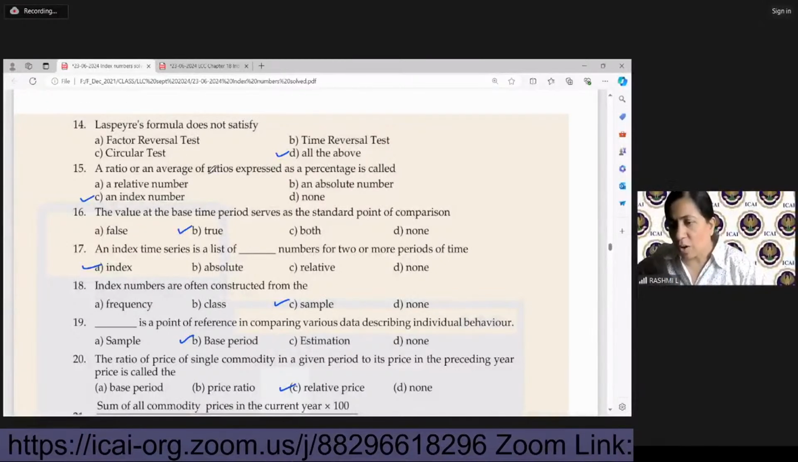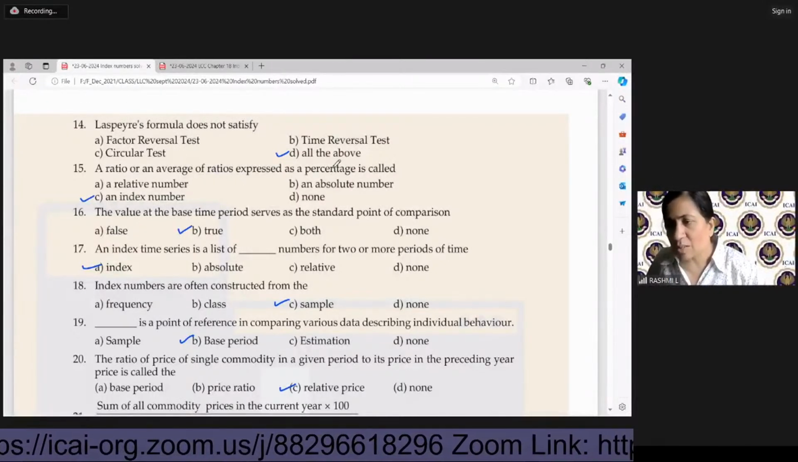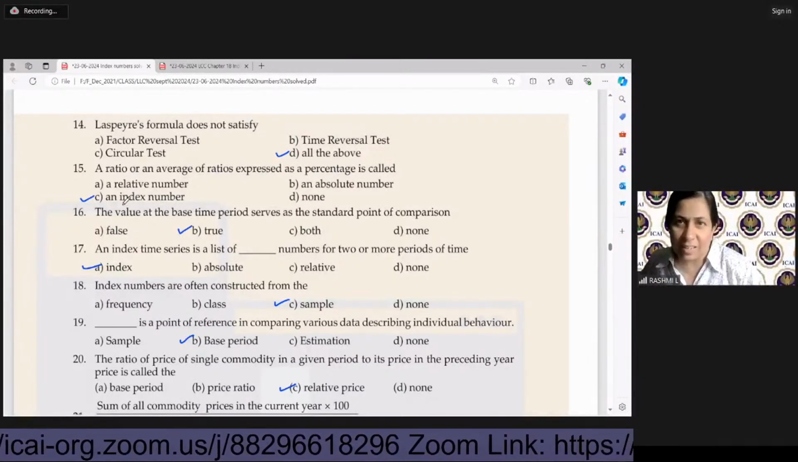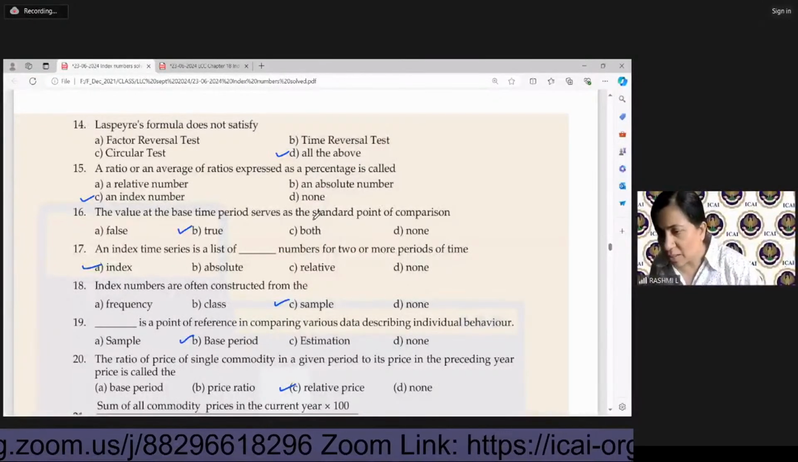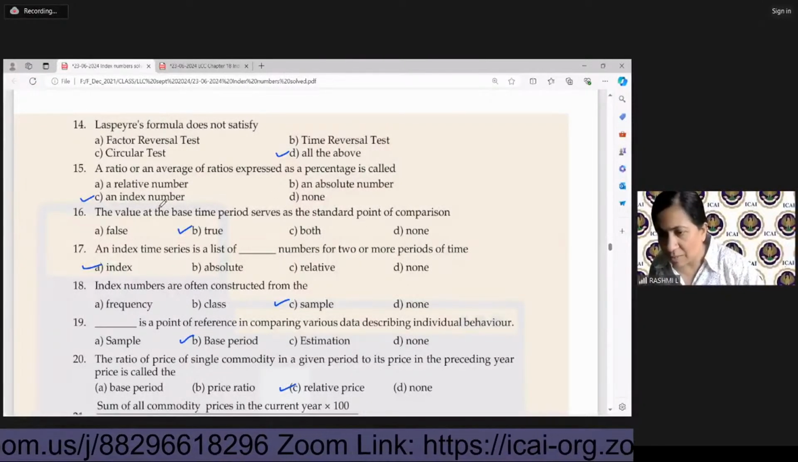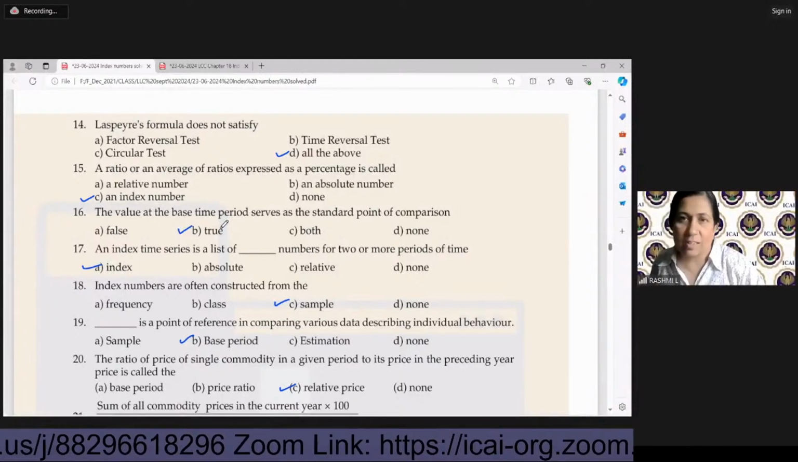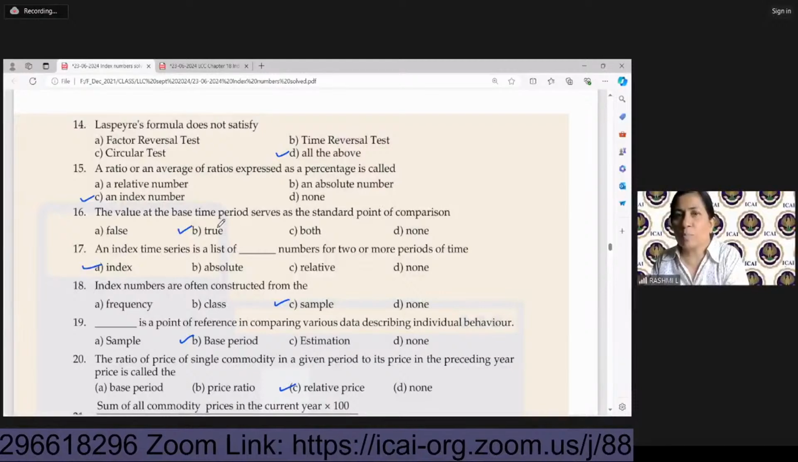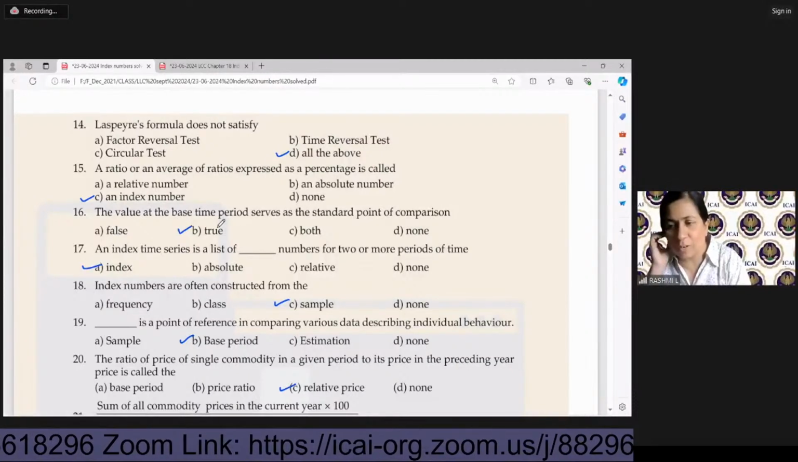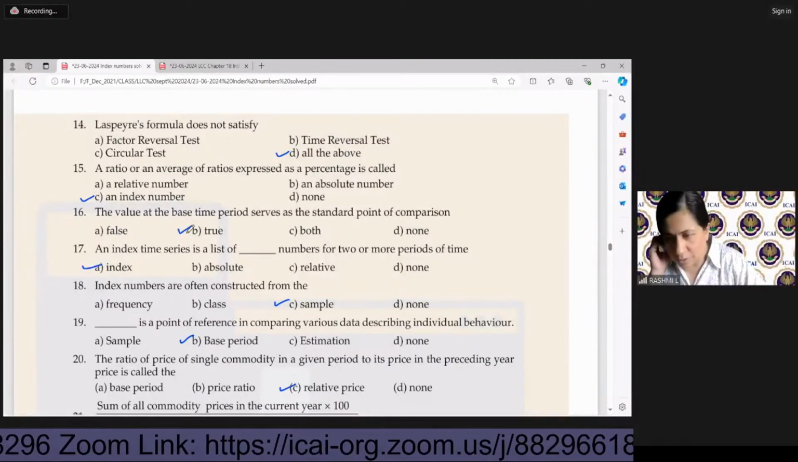A ratio or an average of ratios expressed as a percentage is called an index number. The value of the base time period serves as the standard point of comparison. True or false? Yes, it is true, because you take a year as the base year and then you do the comparison over there, and so therefore the sentence is true.